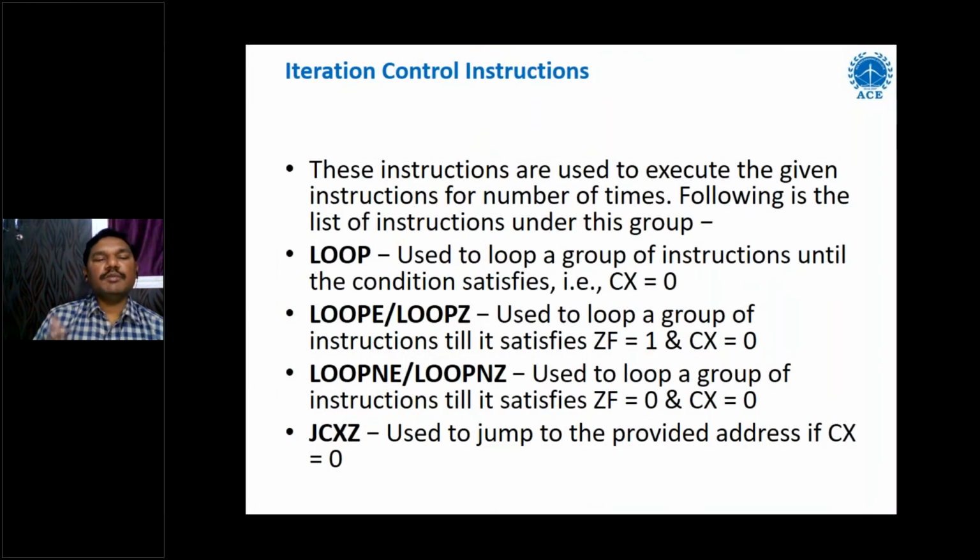How do we repeat a process a number of times? Suppose I want to add 10 numbers, or compare 15 or 20 values. Then there must be a loop instead of writing a big program. So we need these loop instructions: loop if equal, loop if zero, and jump if CX is zero or not.